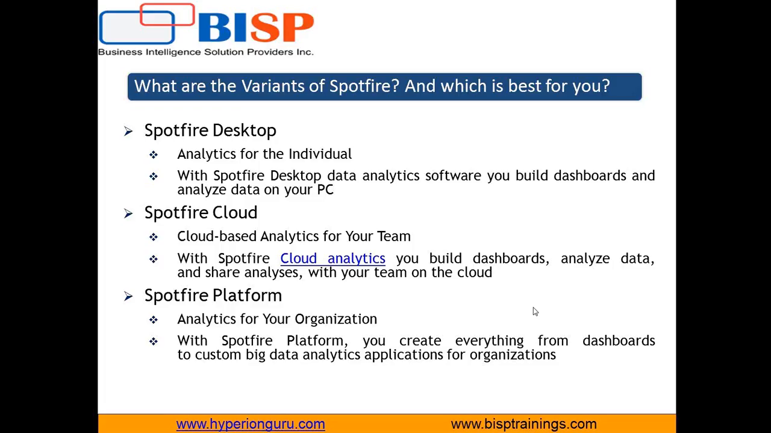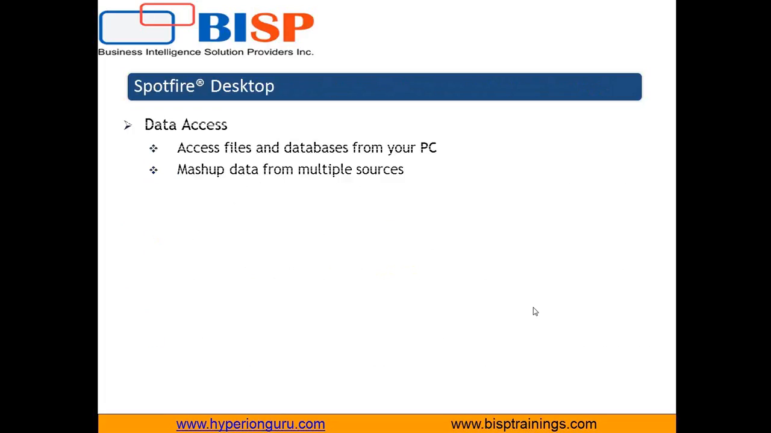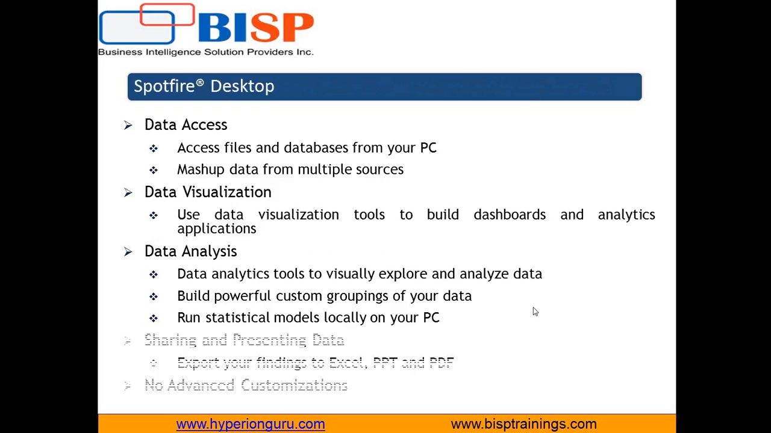We'll see them in a little more detail. These features will be discussed for the other two as well. So, data access. With Spotfire Desktop, you can access files and databases from your PC. You can even access multiple sources, and you can even mash up. By mashup, I mean if the data is coming from three different sources and you're not able to combine it before handing it over to Spotfire, you can combine it or do a kind of mashup in Spotfire. Data visualization.